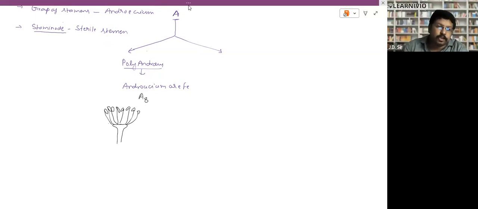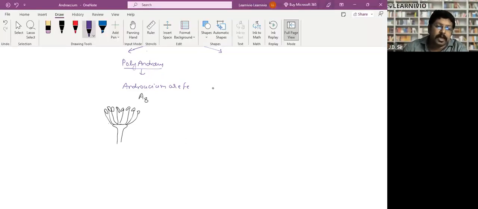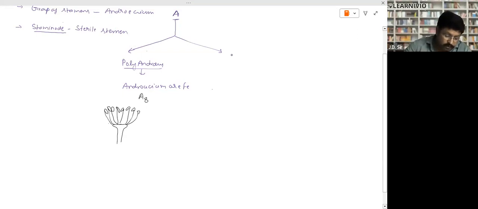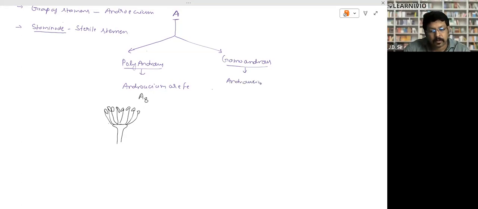But there is another situation. Another situation is that it may be the gamoandrous condition, right? In the gamoandrous situation, the stamens will be fused. Suppose that there are eight. Now further there may be different situations. That's what I want to tell you. Please try to understand.